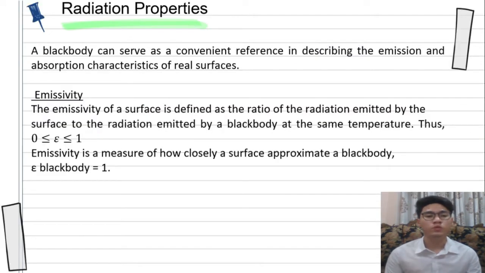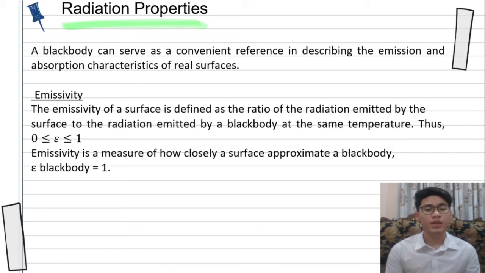So we move to radiation properties. A blackbody can serve as a convenient reference in describing the emission and absorption characteristics of real surfaces. Emissivity. The emissivity of a surface is defined as the ratio of the radiation emitted by the surface to the radiation emitted by a blackbody at the same temperature.